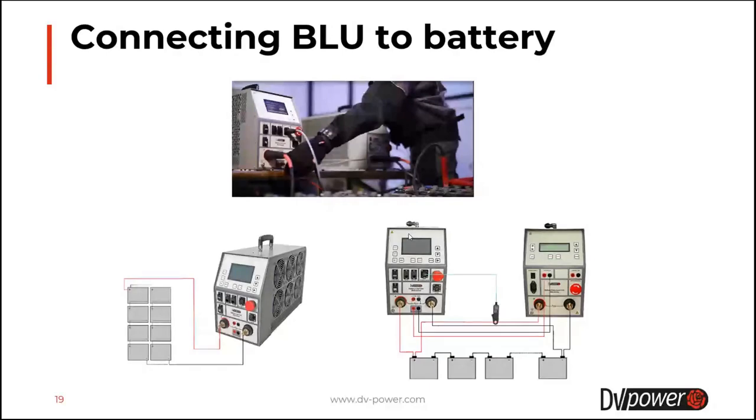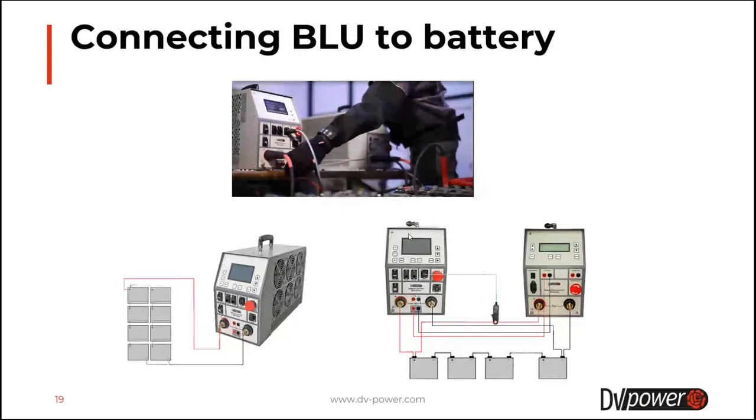If you are testing batteries online or under the load, or if you are using the additional load unit BXL cell series, you will connect them in the same way: main plus terminal of the BLU and the BXL on the main plus terminal of the battery, and the same will be applied with the main minus terminal. So the main minus terminal of the BLU and the BXL on the main minus terminal of the battery, and you will use the current probe.